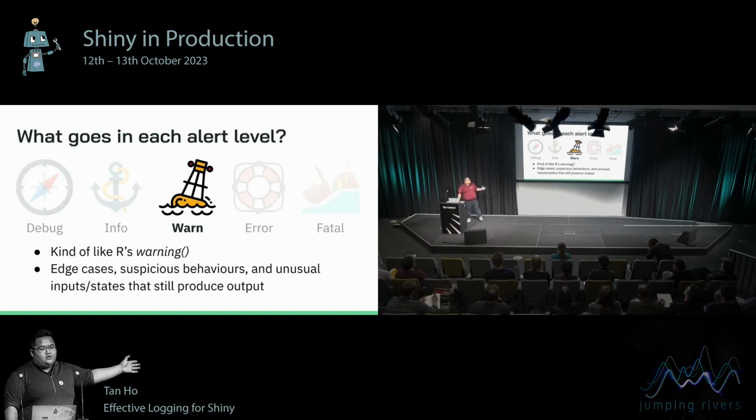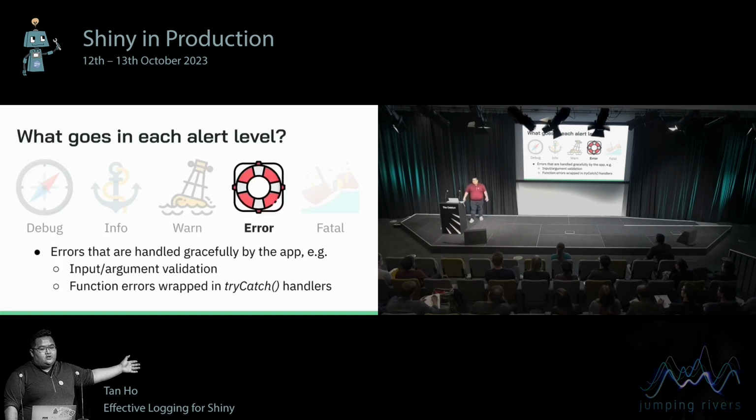Warn is kind of like R's warning, but I would not recommend just piping anything that's an R warning to the warn level, because R will warn about basically everything. And you don't want to get warnings that the NAs have been dropped. That's pretty good, right? That's a good thing. So this is for things that you pre-identify as edge cases, suspicious behaviors, unusual inputs or states that still produce output. So if you're expecting the number to be 5 and it's 5,000, that might be a warning. Or it could just be an error, right?